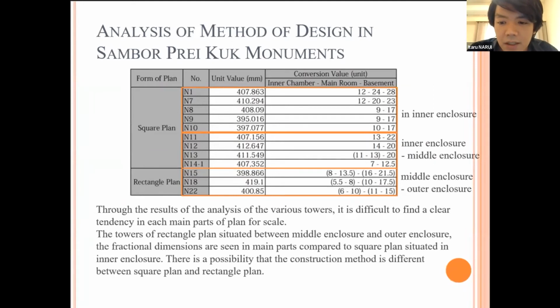Through the result of the analysis of the various towers, it is difficult to find a clear tendency in each main part of the plan's full scale. The towers of rectangle plan are situated between the middle enclosure and upper enclosure. The fractional dimensions are seen in the main parts compared to the square plan situated in the inner enclosure. So there is a possibility that the construction method is different between square plan and rectangle plan.